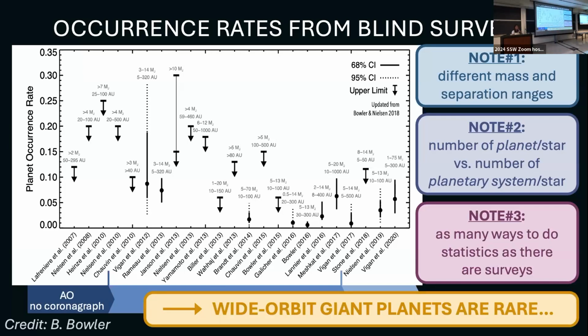Luckily, we still all agree, roughly, on the fact that wide orbit giant planets are not very common. And we've been gradually improving these constraints down to a planet occurrence rate, depending on how you define this, of a few to maybe 10% for the part of the parameter space that we're currently looking at with direct imaging.